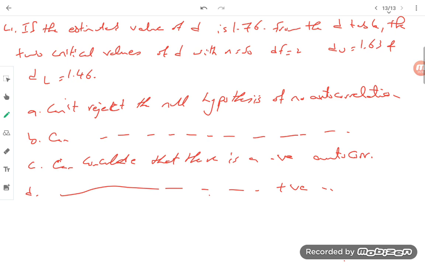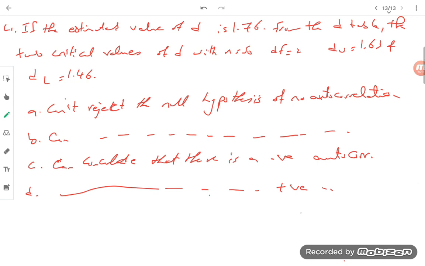Number 4, if the estimated value of the Durbin-Watson statistic is 1.76 and from the D table the critical values for n equals 50 and degrees of freedom equals 2, the upper limit is 1.63 and the lower limit is 1.46. According to this information, we have to know whether there is a problem of autocorrelation or not. A, can't reject the null hypothesis of no autocorrelation. B, can reject the null hypothesis. C, can conclude that there is a negative autocorrelation. And D, can conclude that there is a positive autocorrelation.